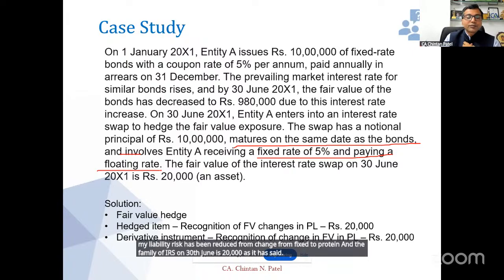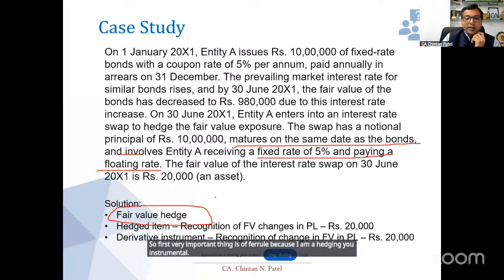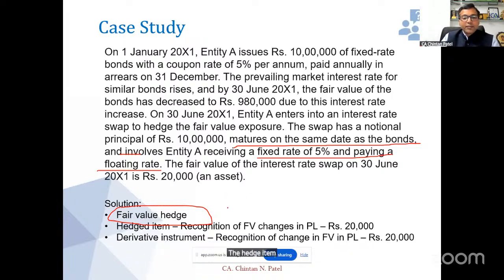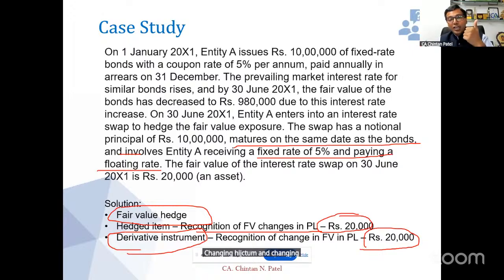So the first very important thing is that this is a fair value hedge, because I am hedging the fair value change. The hedged item's recognition of fair value changes in the P&L account is 30,000 rupees, because there is a change in the hedged item, and the derivative instrument again offsets it equally. Practically it may not be equal, there can be a plus or minus here. However, the purpose here is that in a fair value hedge, the change in the hedged item and the change in the hedging instrument both go to the profit and loss statement.